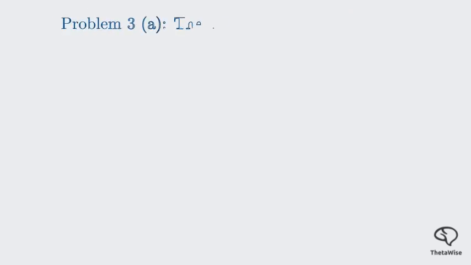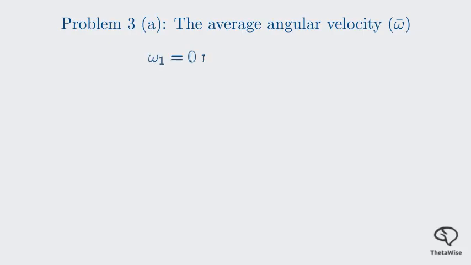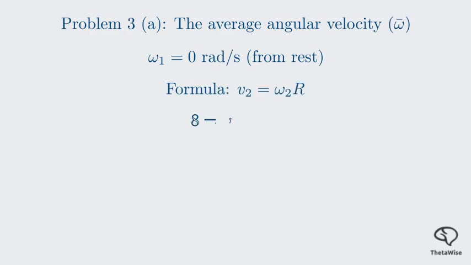Let's start with part A, finding the average angular velocity, omega bar. To find the average angular velocity, we need both the initial and final angular velocities. We already know the initial angular velocity is 0, since it starts from rest. So omega 1 is 0 rad/s. We need to find the final angular velocity, omega 2, using the final circumferential velocity, v2, and the radius. We use the formula v2 equals omega 2 times r. Substituting v2 equals 8 and r equals 0.25, we get 8 equals omega 2 times 0.25. To solve for omega 2, we divide 8 by 0.25. This gives us 32 radians per second.